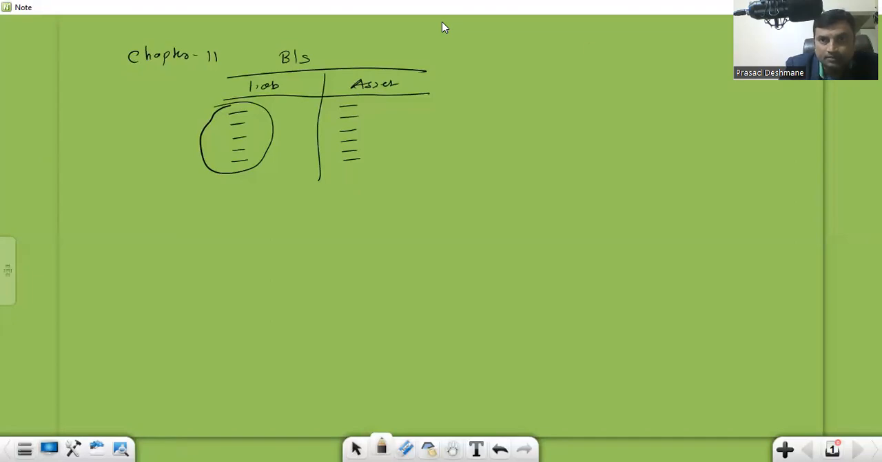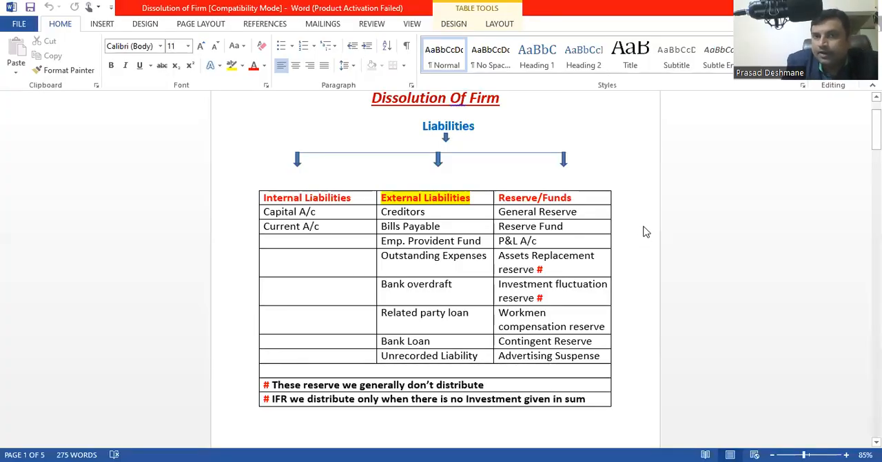I'll just share it with you. So this is dissolution of the firm and liability. Under liability, there are 3 types of liability as I already mentioned: internal liability, external liability, and reserves and funds. The court is interested in the external, which I highlighted in yellow. How do we differentiate between external and internal? Internal is basically the capital balance of the partners and current account balances of the partners. Why is it called internal? Because it's between the business and its owner.